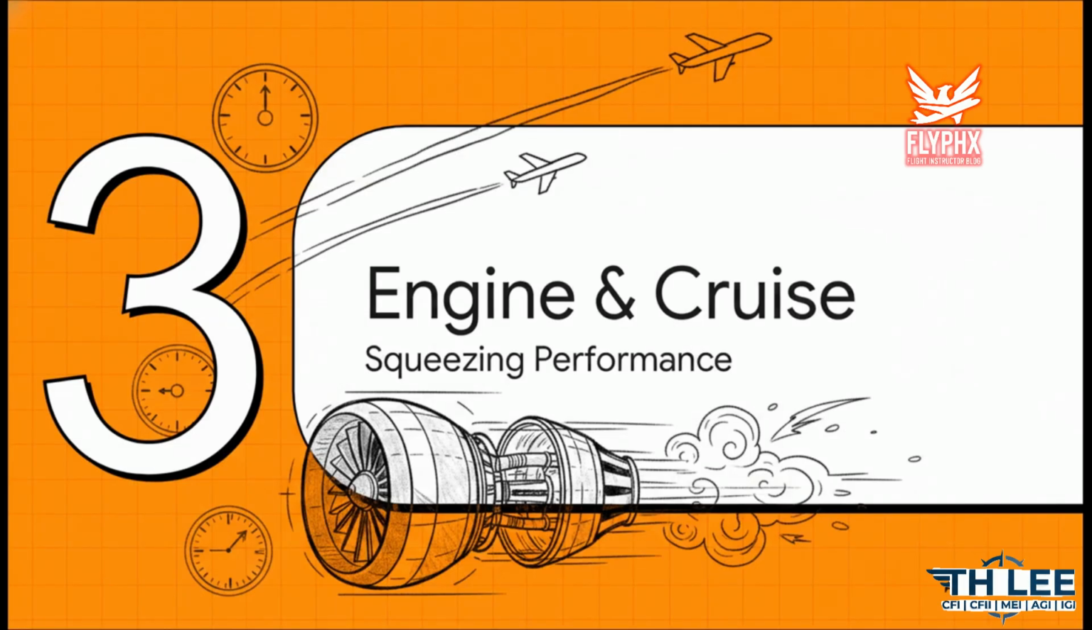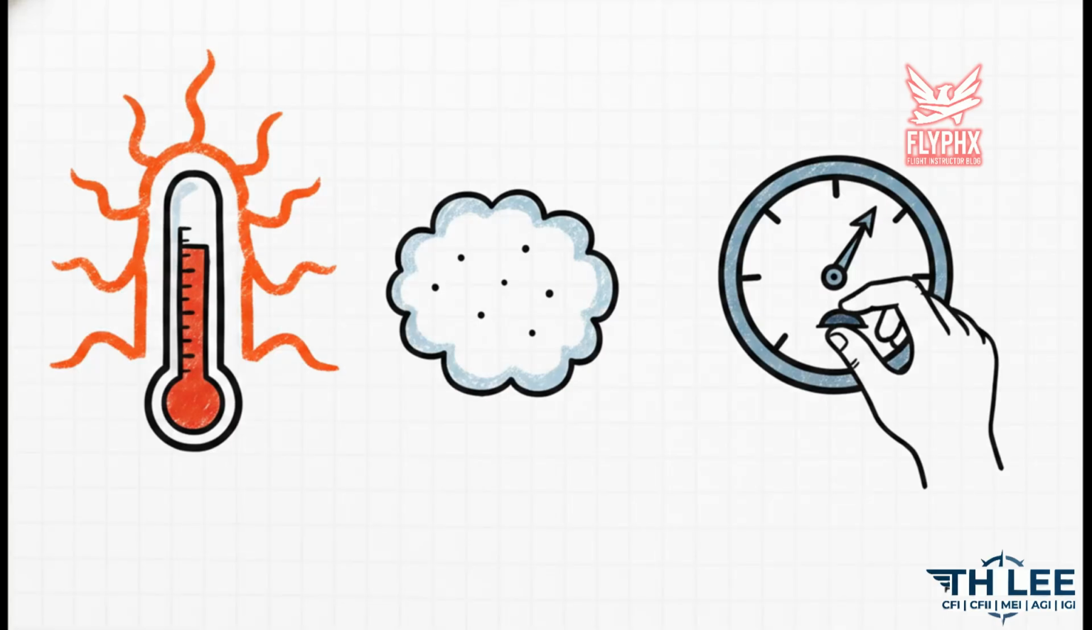Section 3, engine management and cruise. We've officially reached cruising altitude, so let's figure out how to squeeze every single drop of efficiency and performance out of that engine. When you're setting your cruise power in something like a Piper Arrow, usually running at 2200 or maybe 2500 RPM, you absolutely have to factor in the outside temperature to get your manifold pressure, or MP, dialed in exactly right. Here's the trick.